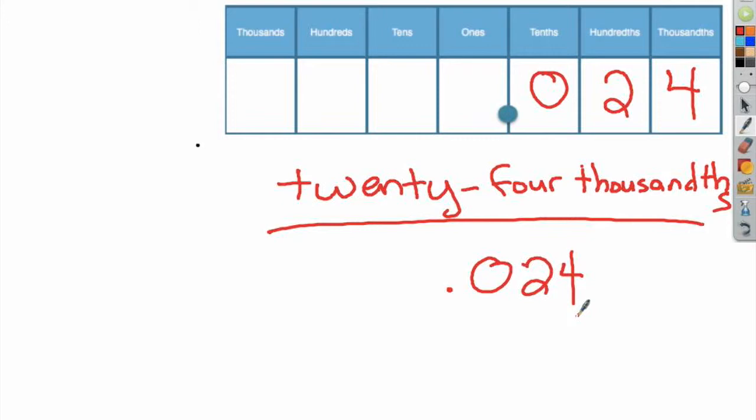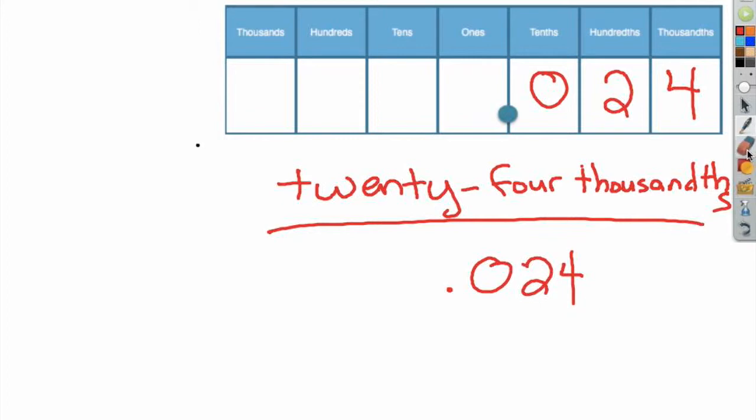Are those both the same numbers in word form and standard form? Are they the same? Yes, we have a term for that. It's called equivalent. That means they're equal. Word form, 24 thousandths, is the same as decimal 0.024. They're equivalent numbers.